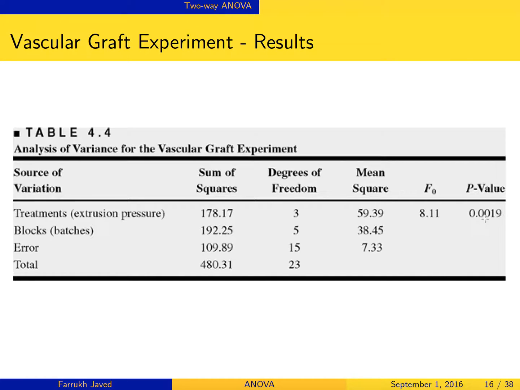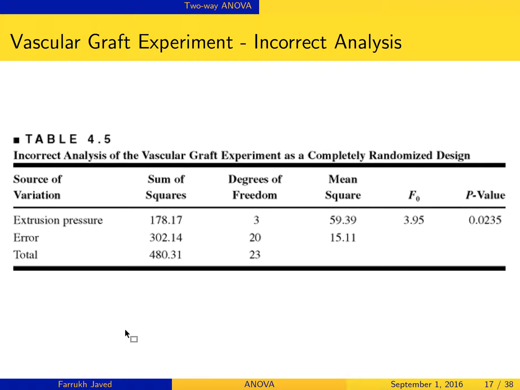By the way, you see only one p-value over here associated with treatments, because these are the blocks. We are not interested in those blocks. We don't want to test them, right? We are only interested in treatments. So there is only one p-value associated with this. And since the p-value is less than alpha, we reject and say that all the treatments are different.